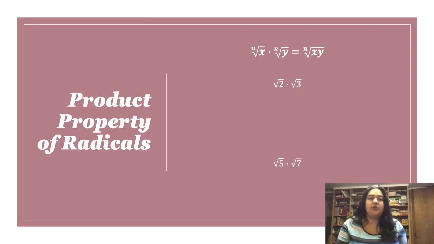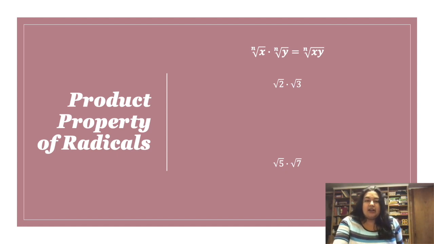That brings me to the product property of radicals. The product property says that the nth root of x times the nth root of y is equal to the nth root of x times y. Basically, you keep your index and put the x and the y together. If they're being multiplied, you can multiply them together inside of one radicand. They can share, and that means you can also split them up. It can work in reverse.